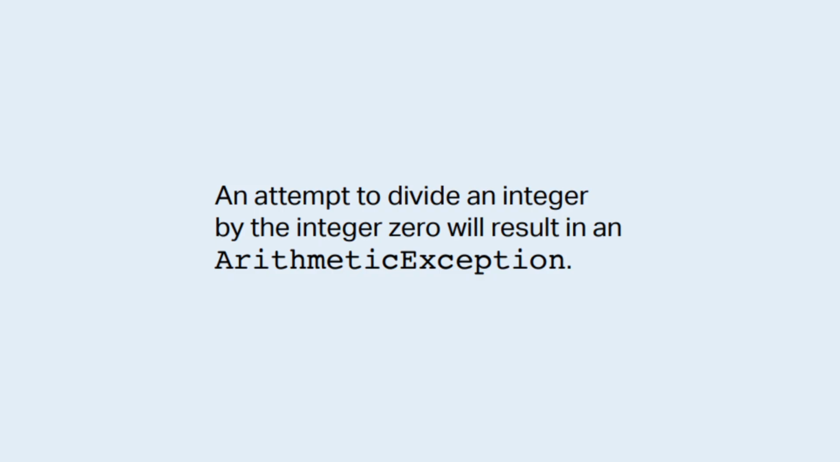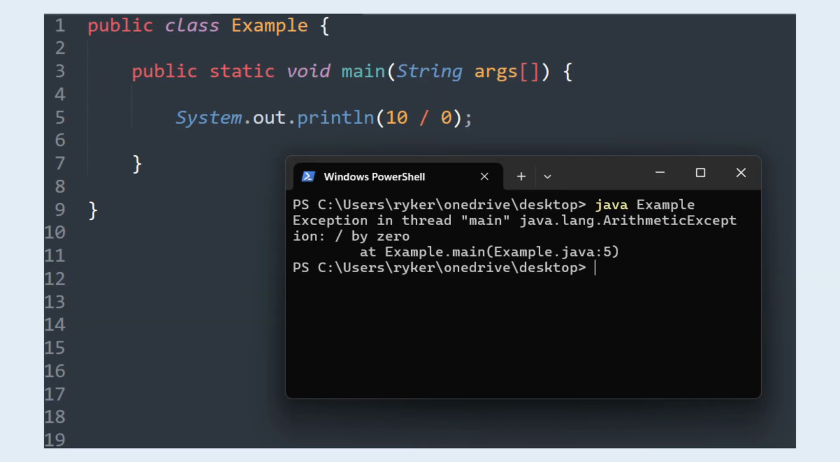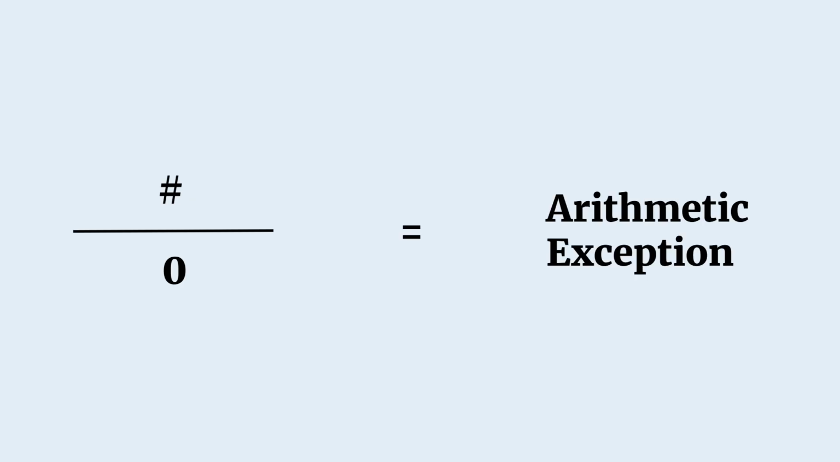An attempt to divide an integer by the integer 0 will result in an arithmetic exception. Since dividing by 0 is mathematically impossible, if you set up an expression to do it, it will cause a runtime error and give you an arithmetic exception. However, if you divide a double by 0, it does some weird funky stuff. Luckily for you, it is outside of the course scope and you do not have to worry about it. Just think number divided by 0, arithmetic exception.